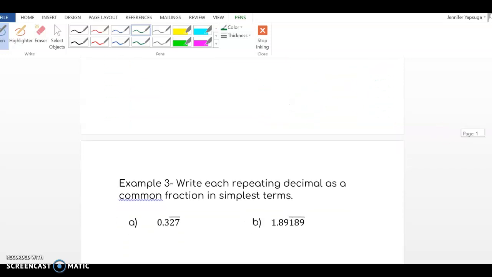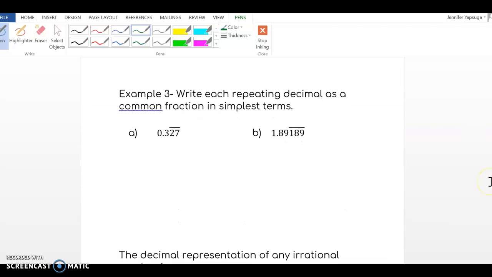All right, let's scroll down to our next example. So we are being asked to write these decimals that are repeating decimals as a common fraction in simplest terms. So this is a little trickier than the ones above because we're not going to be necessarily using place value. So I'm going to walk you through the steps for part A. So the first thing we're going to do is we're going to set our decimal equal to a variable. So I'm just going to use the letter n for example. So I'm going to say n is equal to 0.327 with the bar on top.